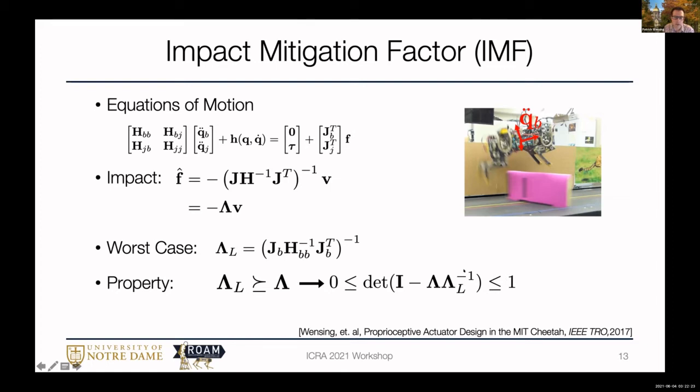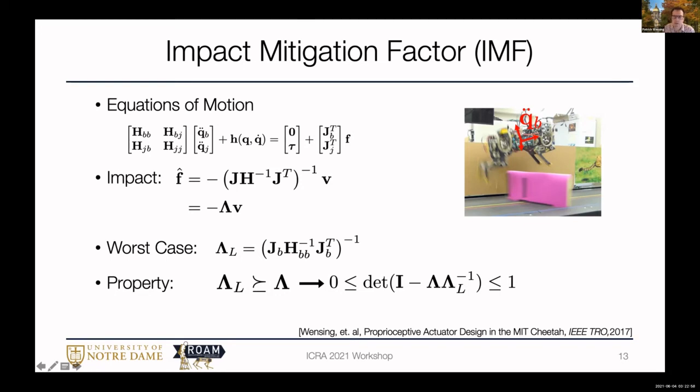And let me give you some insight into it. In the best case scenario, when lambda is 0, if there's no contact mass and so no impact impulse, then I have the determinant of the identity, so I get a 1. So 1 is good, best case scenario. Worst case scenario, if this matrix lambda is equal to the locked case, then I get an identity matrix when I do this multiplication. So I get the determinant of 0, which is bad, right? So 0 is bad, 1 is good.